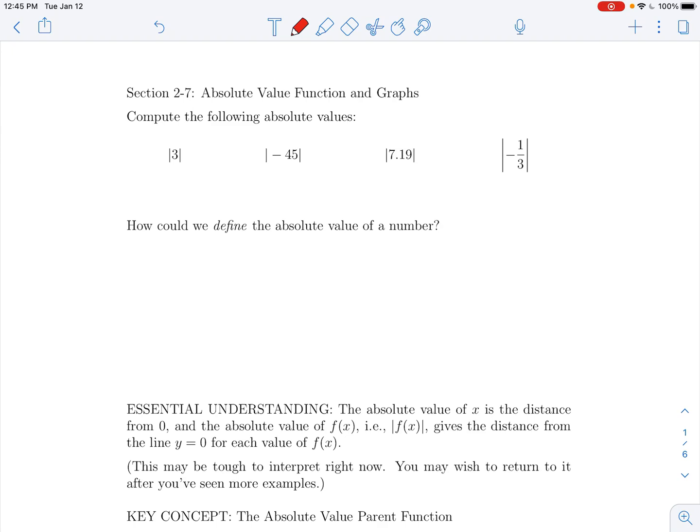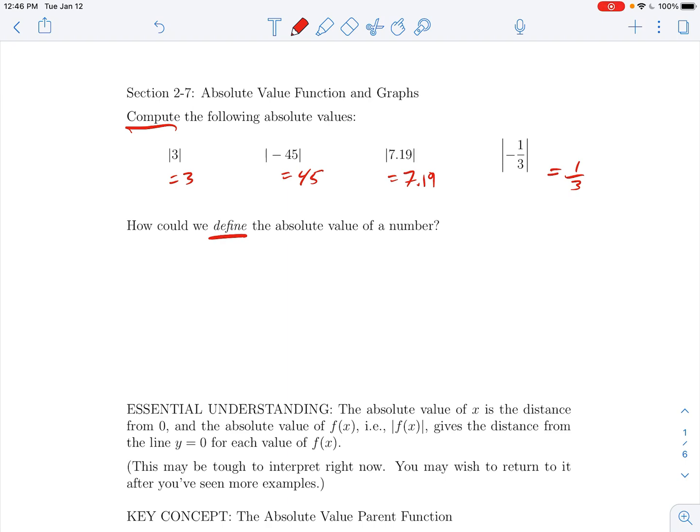So take a moment and just compute these things. I'm giving you 4 absolute value problems. If you think they're easy, you're right. Absolute value of 3 is 3. Absolute value of negative 45 is 45. Absolute value of 7.19 is 7.19. Absolute value of negative 1/3 is 1/3. So I think most of you are very comfortable with how to do absolute value. But what is it actually equal to?